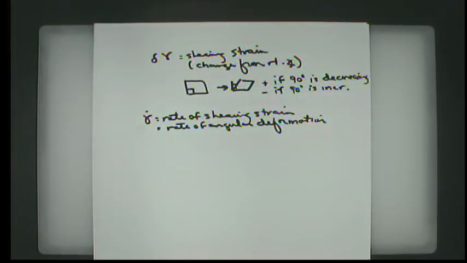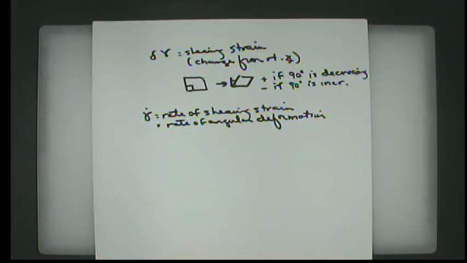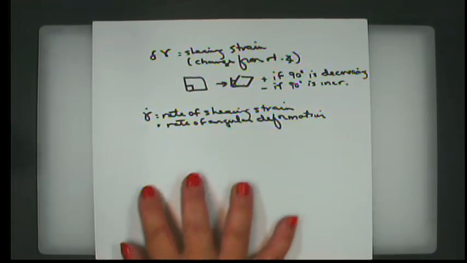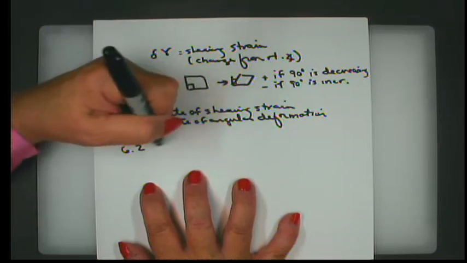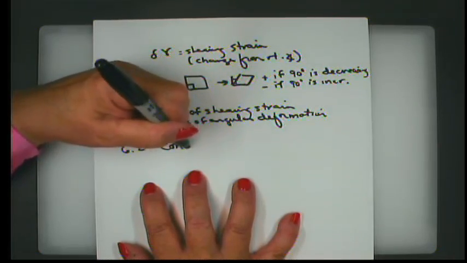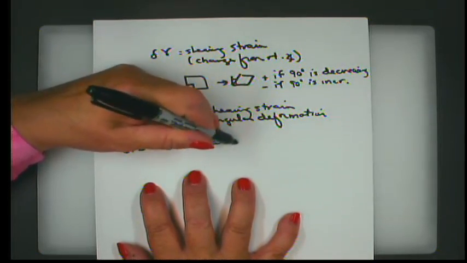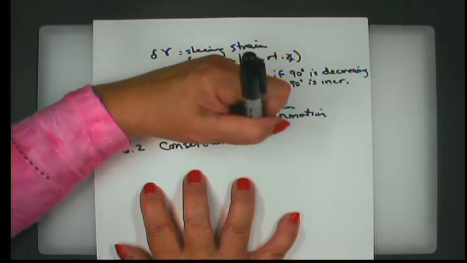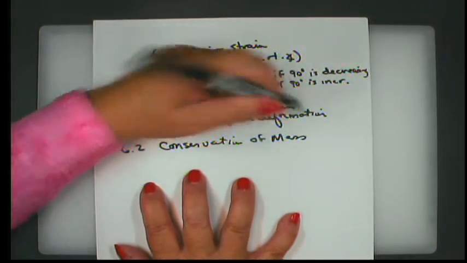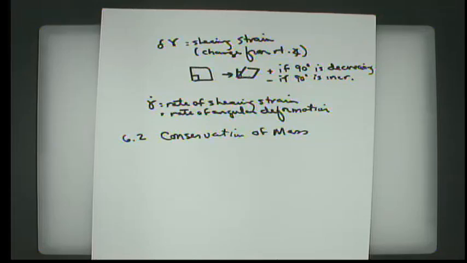All right, so that kind of ends the more mathy part of section 6.1. Section 6.2, we begin talking about the conservation of mass. And although we're going to approach this in a slightly different way, we're back on familiar territory. We know that mass has to be conserved.